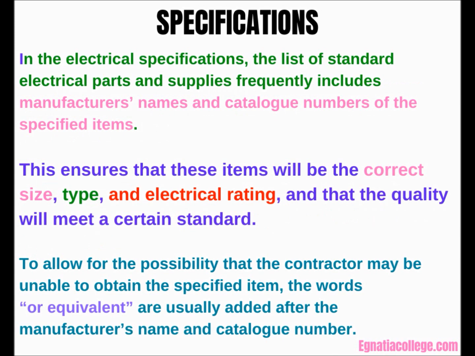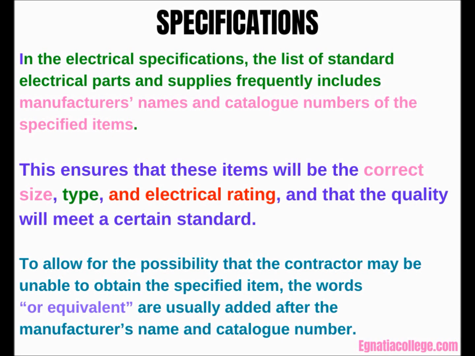In the electrical specifications, the list of standard electrical parts and supplies frequently includes manufacturers' names and catalog numbers of the specified items. This ensures that these items will be the correct size, type, and electrical rating, and that the quality will meet a certain standard. To allow for the possibility that the contractor may be unable to obtain the specified item, the words "or equivalent" are usually added after the manufacturer's name and catalog number.